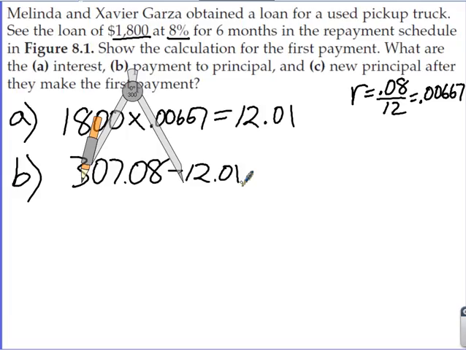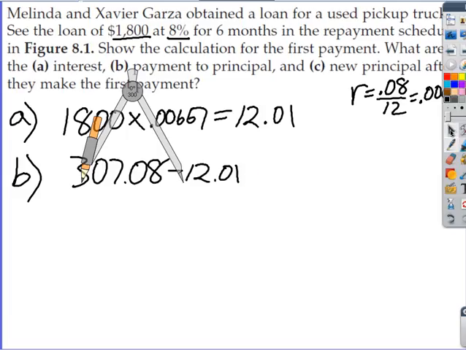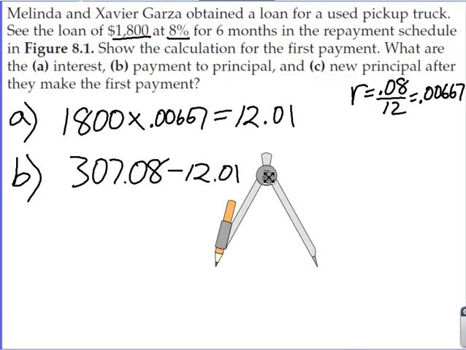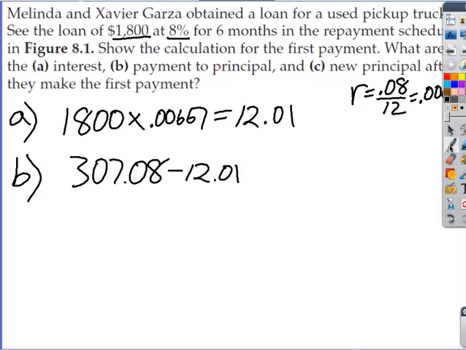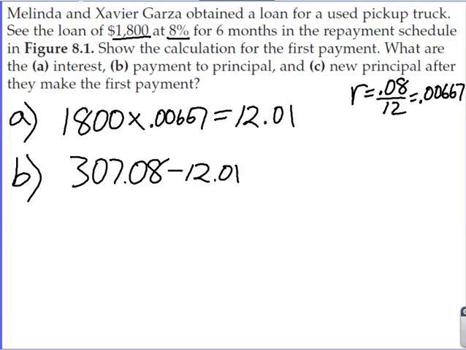Okay. So 307.08 minus 12.01 is 295.07. Okay? 295.07 is the payment to the principal.